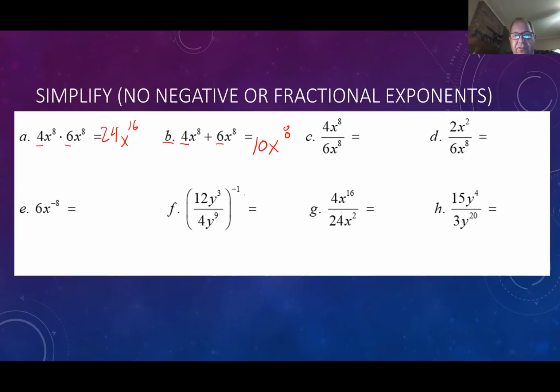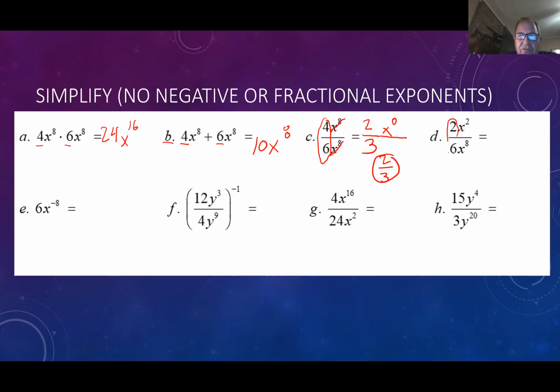Keep on going through here to letter C. I see 4 over 6, which reduces to be 2/3. And then again, when I'm dividing, I should be subtracting the power. So it'd be x to the 0. And of course, we know everything to the 0 power is 1. So this is just 2/3. Probably a faster way is just to cancel out those x to the 8th, right? Because they're the same thing.